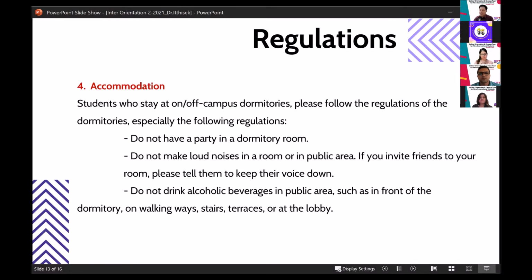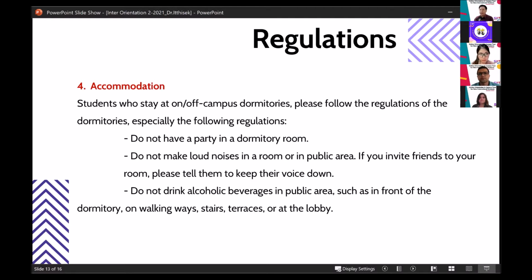So the first thing that happens a lot is a party. Okay, so SIT students, they work very hard, they study very hard, but they also party pretty hard from time to time. So we ask that you try to refrain from having a full-blown party inside your dormitory room, because it will disturb the other residents of the dormitory.